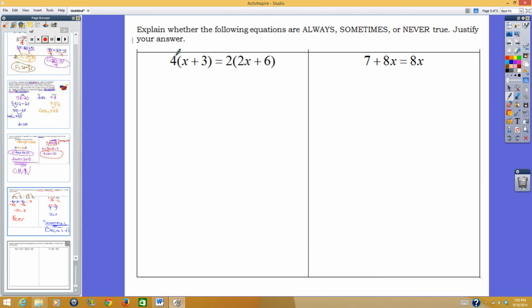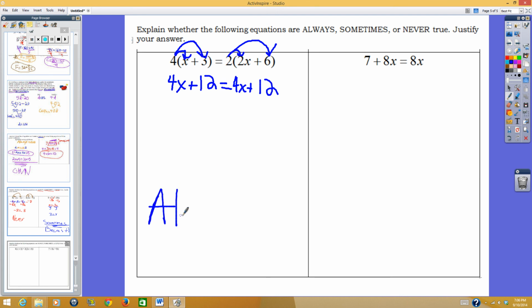Okay. So, 4, you have to distribute this, as well as this. And I'm going to kind of fly through this one. 4 times x equals 4x. You bring down this plus. Your second arrow tells you to do 4 times 3, which is 12, equals 2 times 2x is 4x. Bring down that plus. The second arrow, 2 times 6 is 12. You don't need to do anything further.